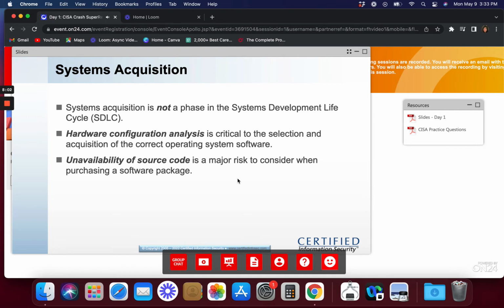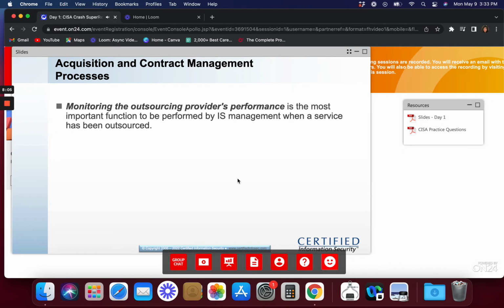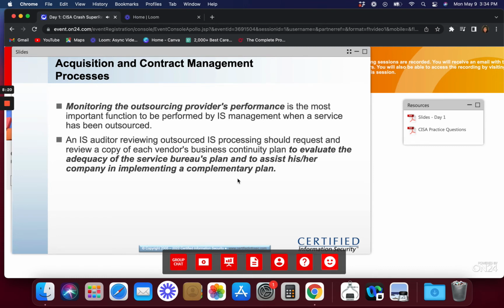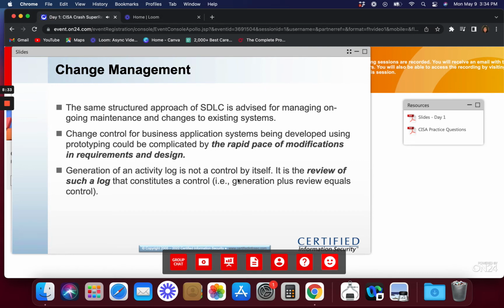What is the most important function performed by IS management when a service has been outsourced? I already told you about this. If you outsource IT, you better monitor that outsourced IT because you can't delegate accountability. Again, when you're reviewing an outsourced IS processing, you want to request the vendors' business continuity plans to make sure that they not only promise uptime, but that they can actually plan to deliver it, that kind of thing. Change management is another piece of this. Again, we have to have good change management in place to make sure that we don't have changes that accidentally introduce problems.